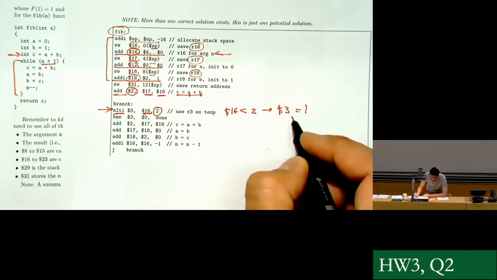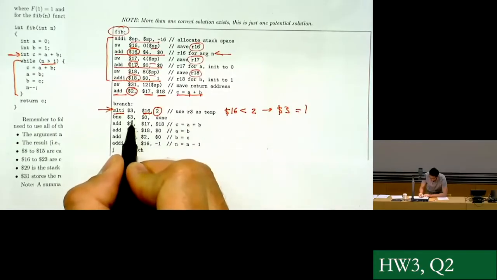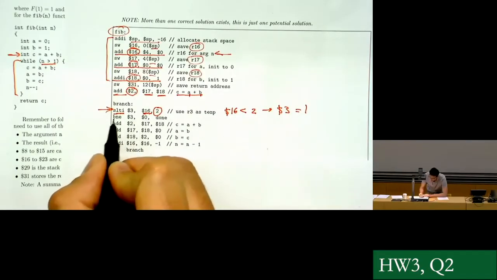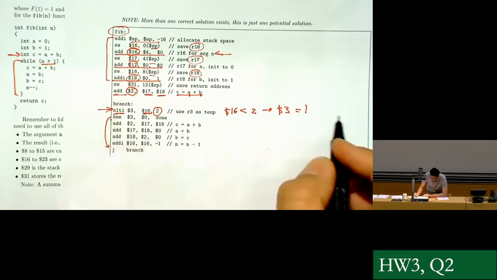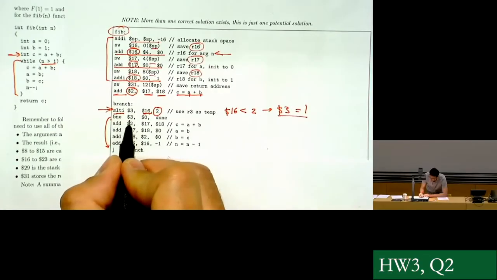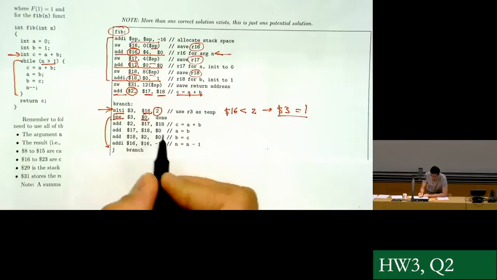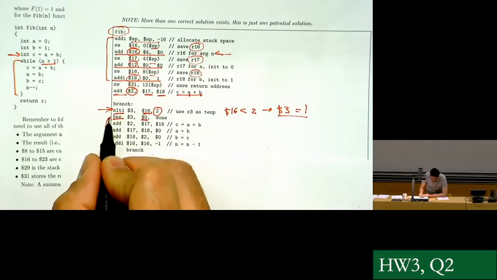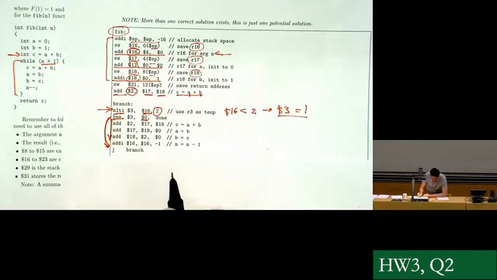Observe that if it's equal to 1, it won't branch, right? So if this is equal to 1, it's not equal to 0. So if it's not equal to 0, we won't take this branch, so it will go to the loop body.